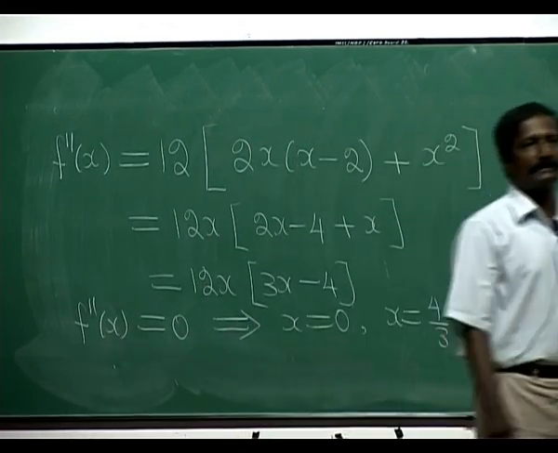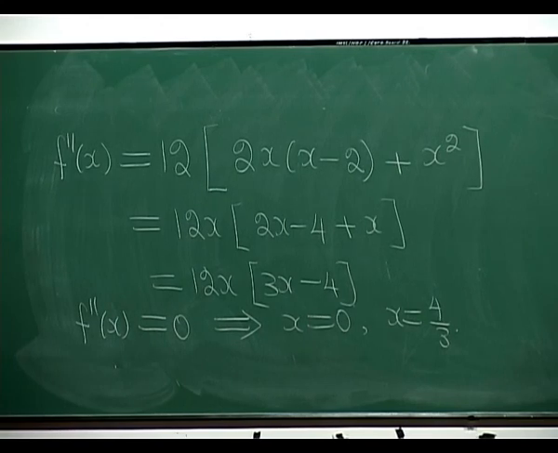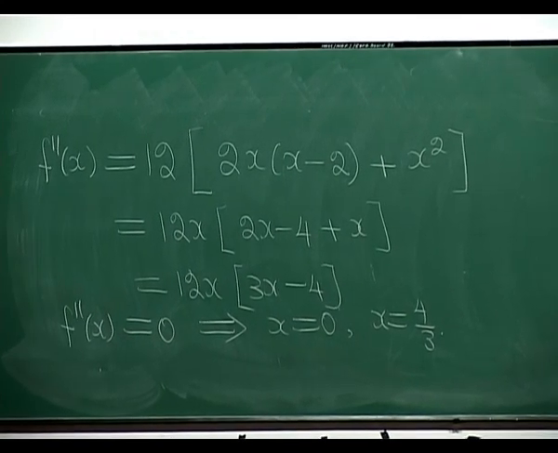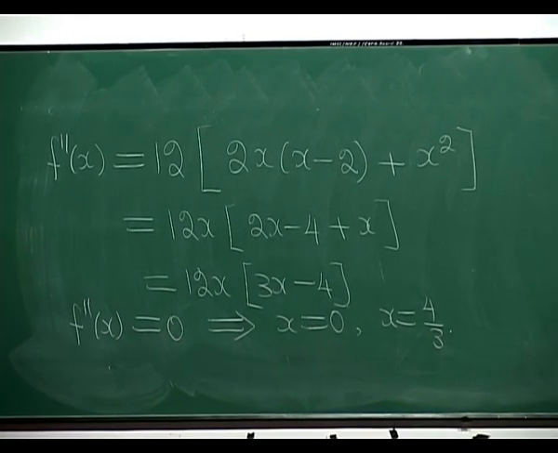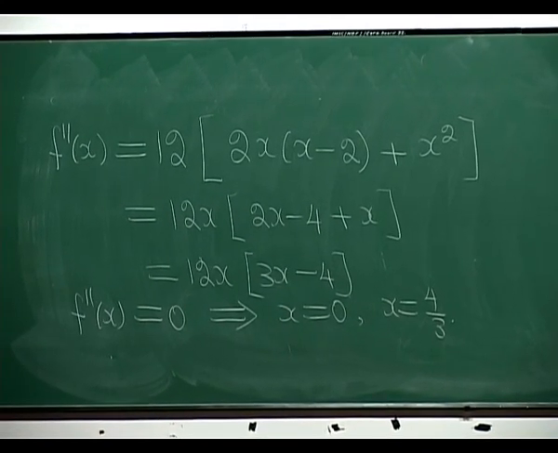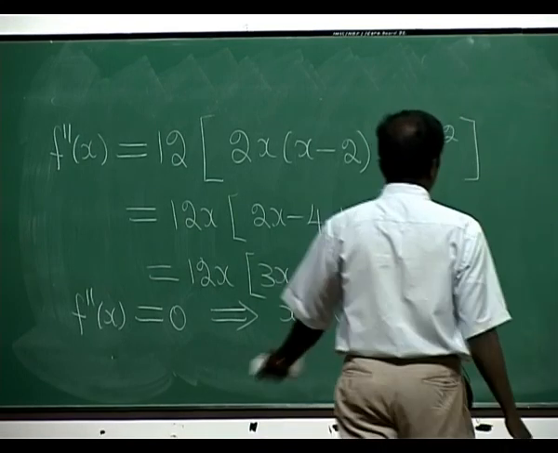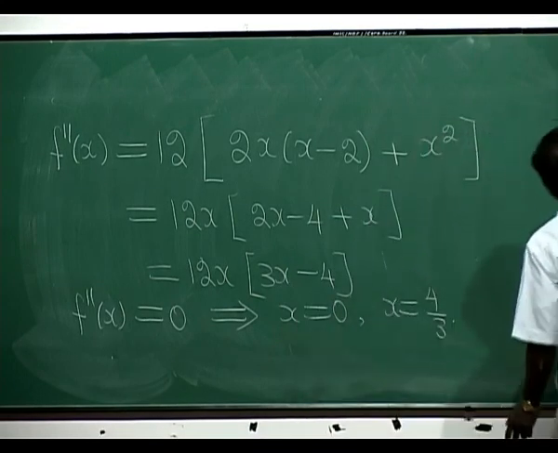These are the points where the second derivative is 0. Some books call these points hypercritical points, but that may be very few. But then, now let's check the concavity.